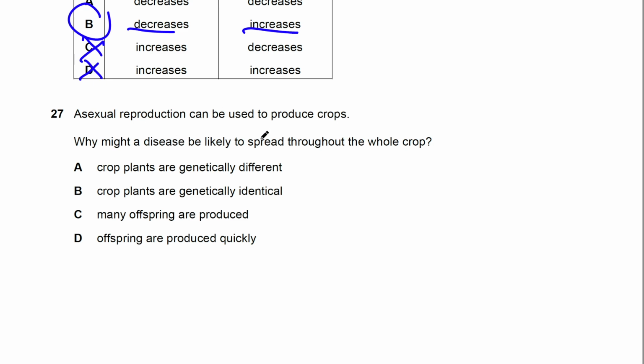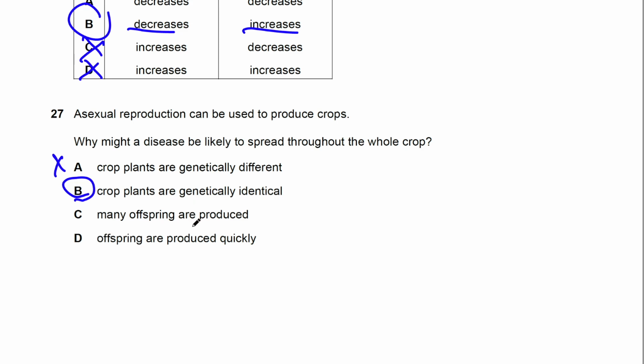Asexual reproduction can be used to produce crops. Great. Why might a disease be likely to spread throughout the whole crop? Asexual? Okay, that means we don't have 2 parents. That means the same characteristics will be passed. A, crop plants are genetically different. That's wrong. Sure. Crop plants are genetically identical. Perfect. This is the right answer.